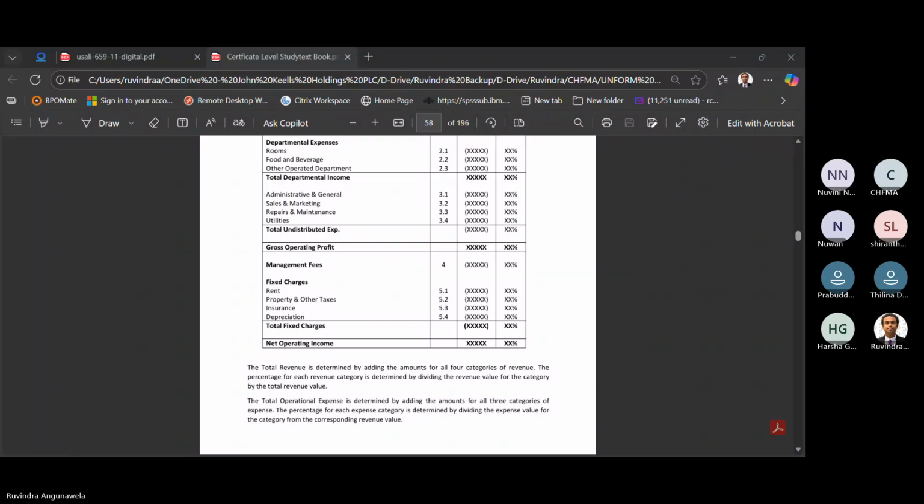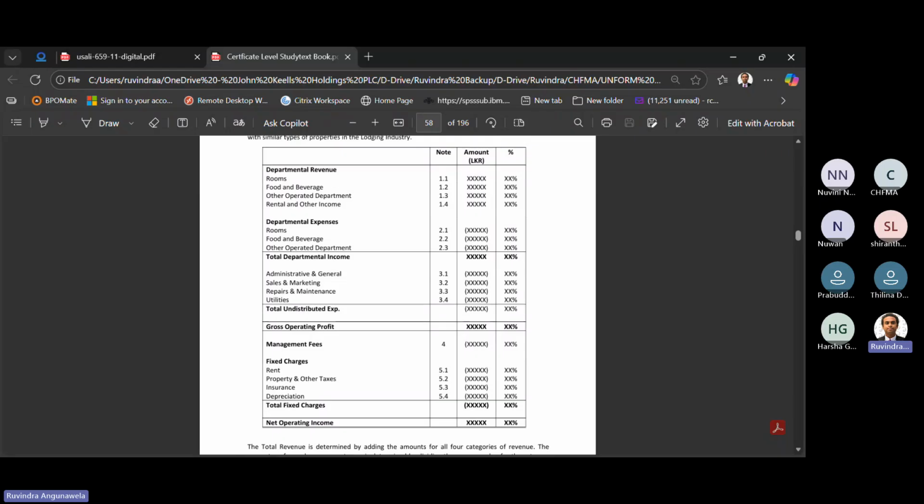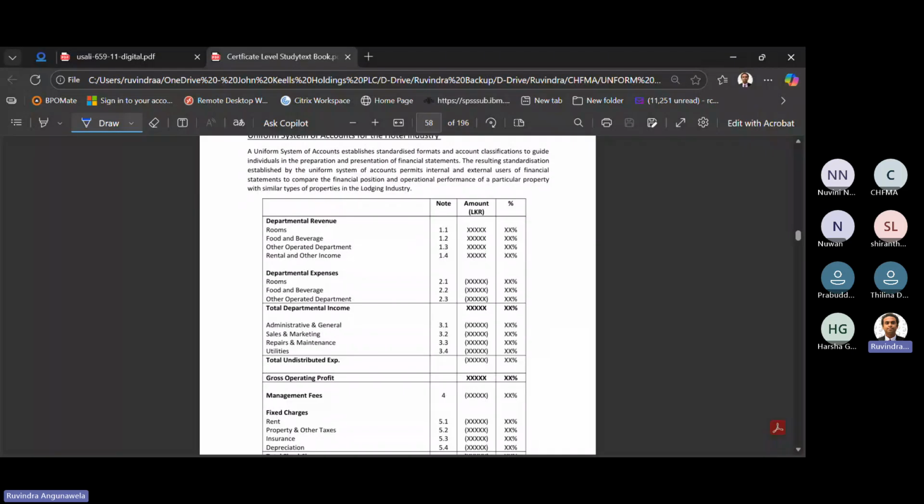Yes, sir. Right. So what is shown here is a very basic profit or loss statement based on the uniform system of accounts. Only thing is that this is a bit outdated now. And then I thought, okay, let's not look at this, but we will refer to the uniform system, the 11th edition. So we will not refer to this. So make a note of that. This is not the format that we are going to study today. Right.